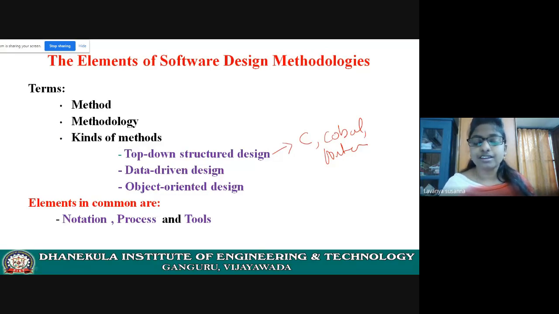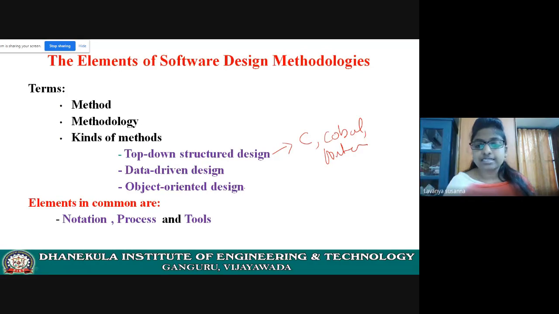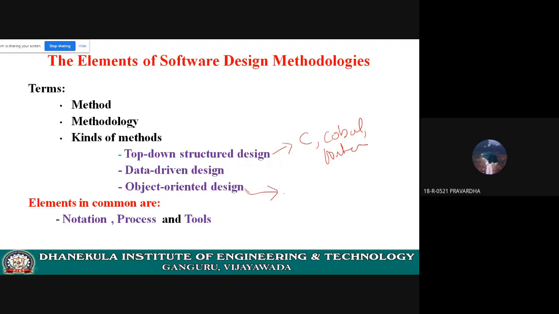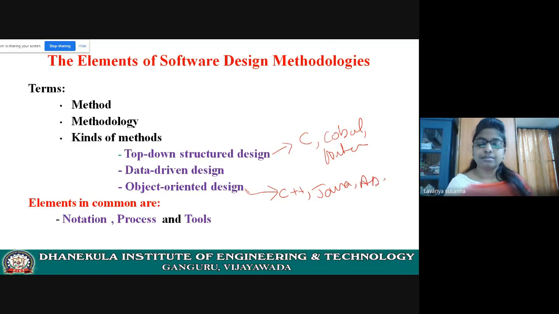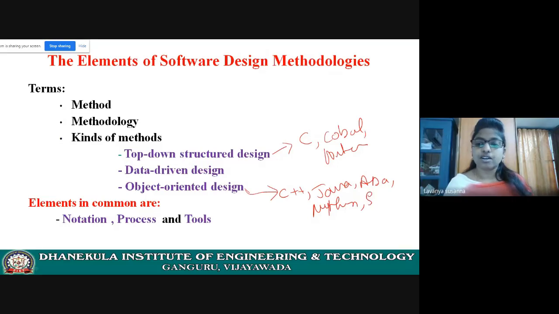Next, number 21. What are the languages that will follow object-oriented design? C++, Java, Ada, Python, Visual, C#. Okay.